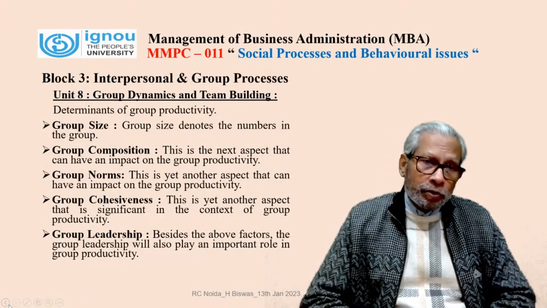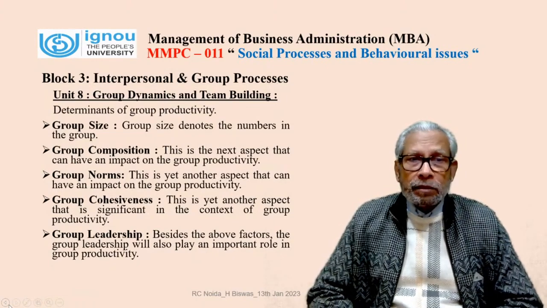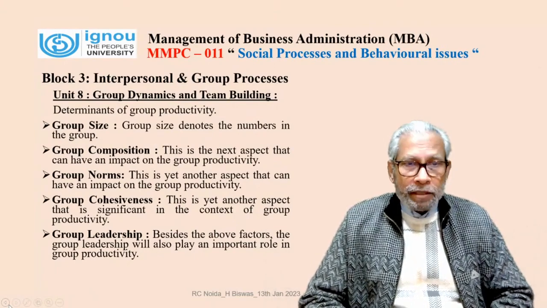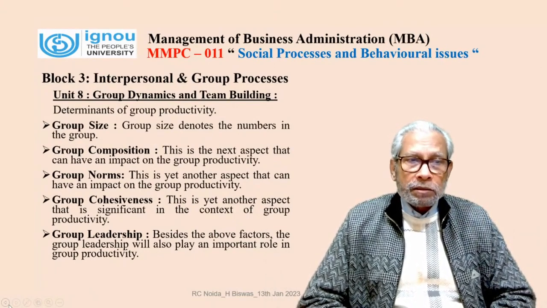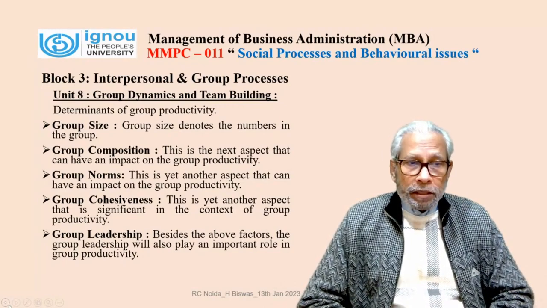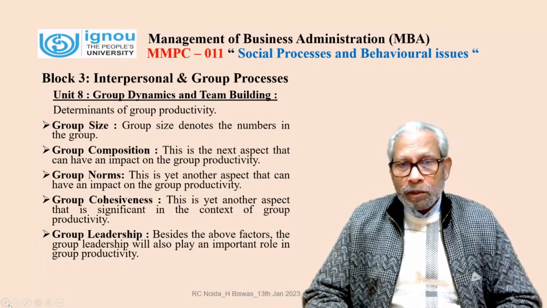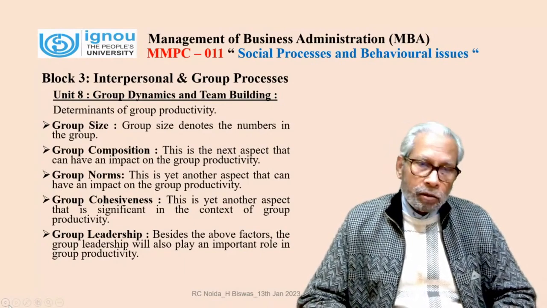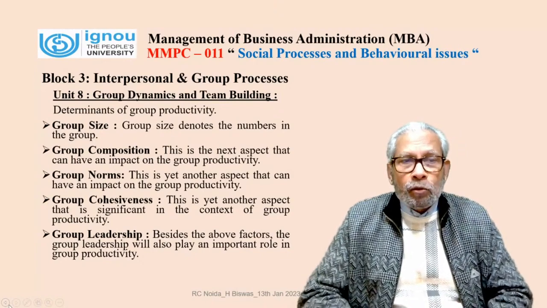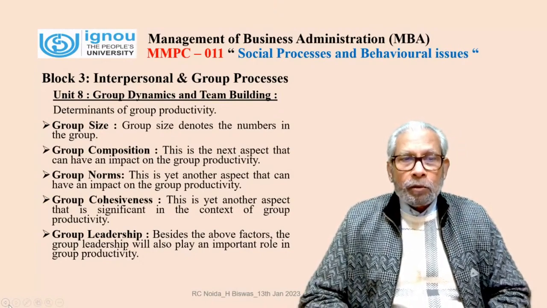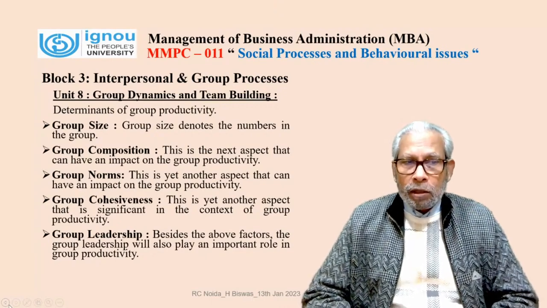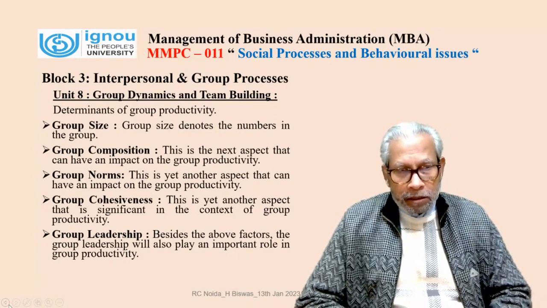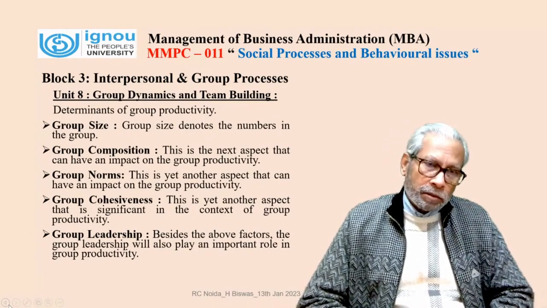Now, the determinants of group productivity. What are the determinants of productivity that have to be seen? Group size, first of all, should be defined. The number of persons in the particular group should be denoted. Then composition of the group, maybe manager to subordinate, some assistant manager or field engineer. So the group is to be prepared as a composition, the nature of employees and different levels of employees. This is the next aspect that can have an impact on group productivity.